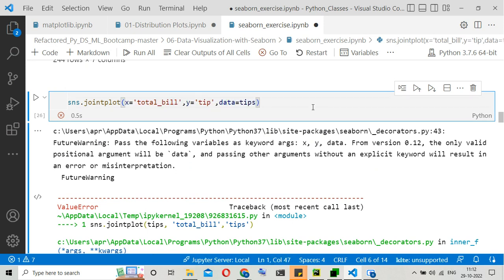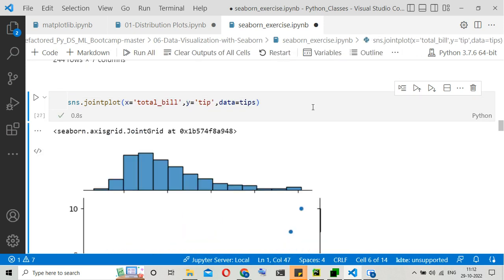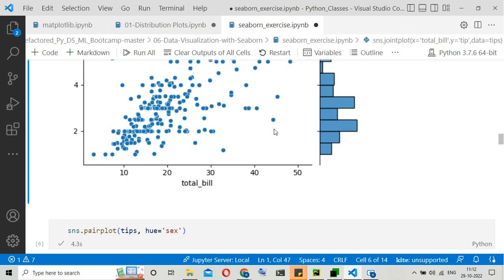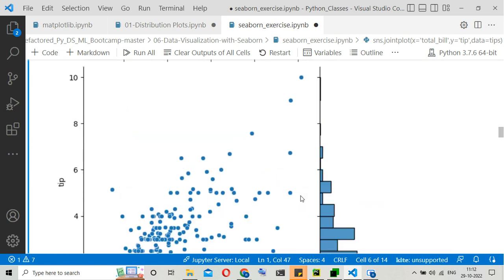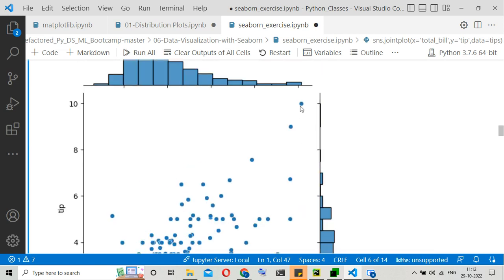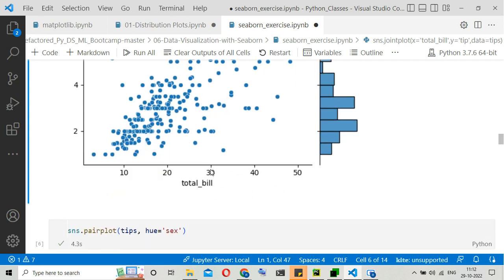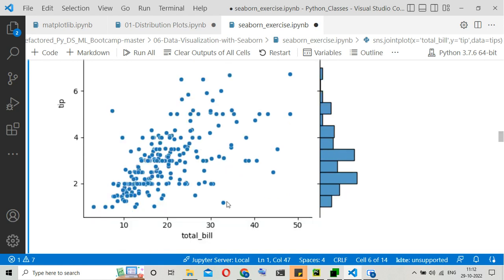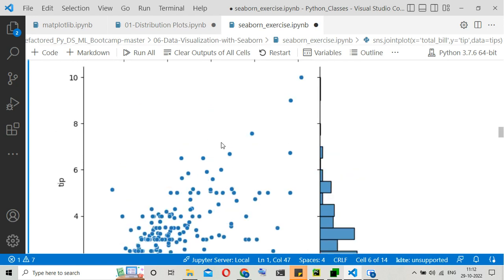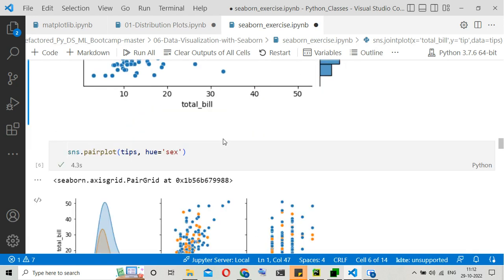Yeah, it was saying something. And when you do this, you can see your bill increases, like a $50 bill is coming, then you expect around a $10 tip, and for some $35 bill, so around a range of $2 to $6, you expect some tip. Yeah. So these are only plots.